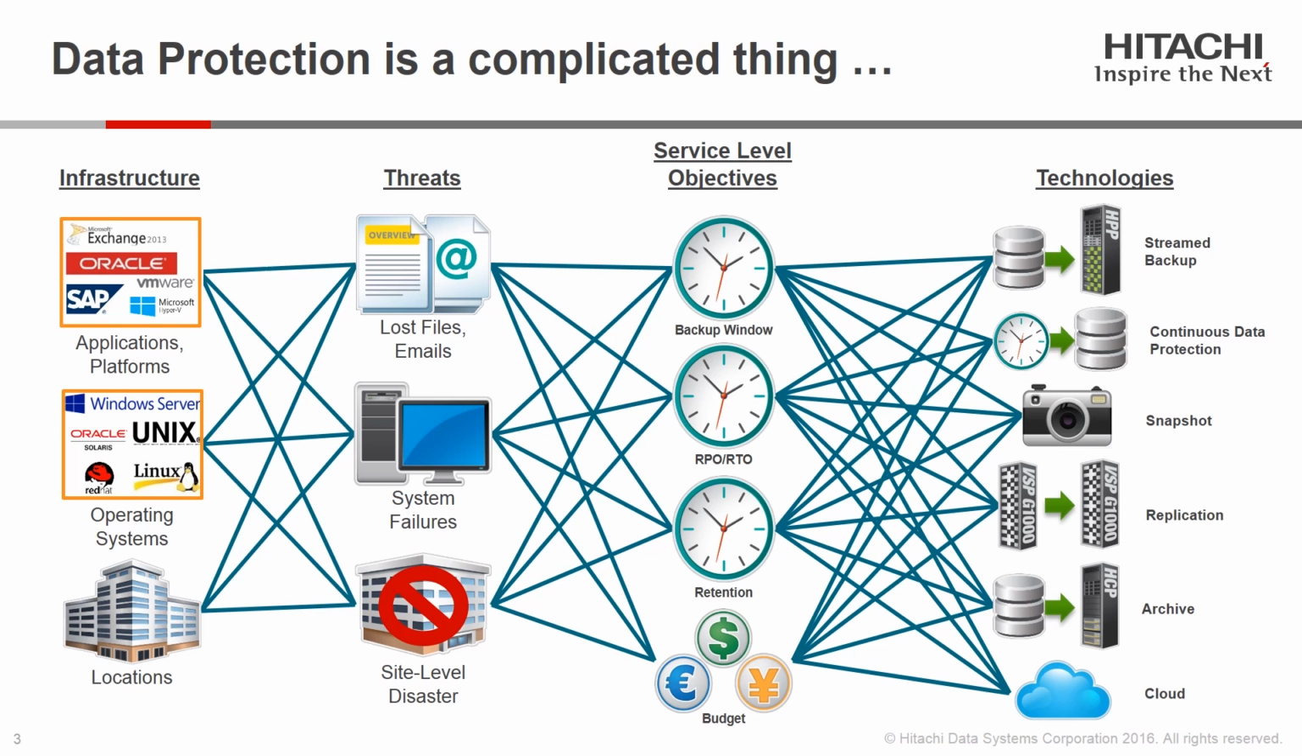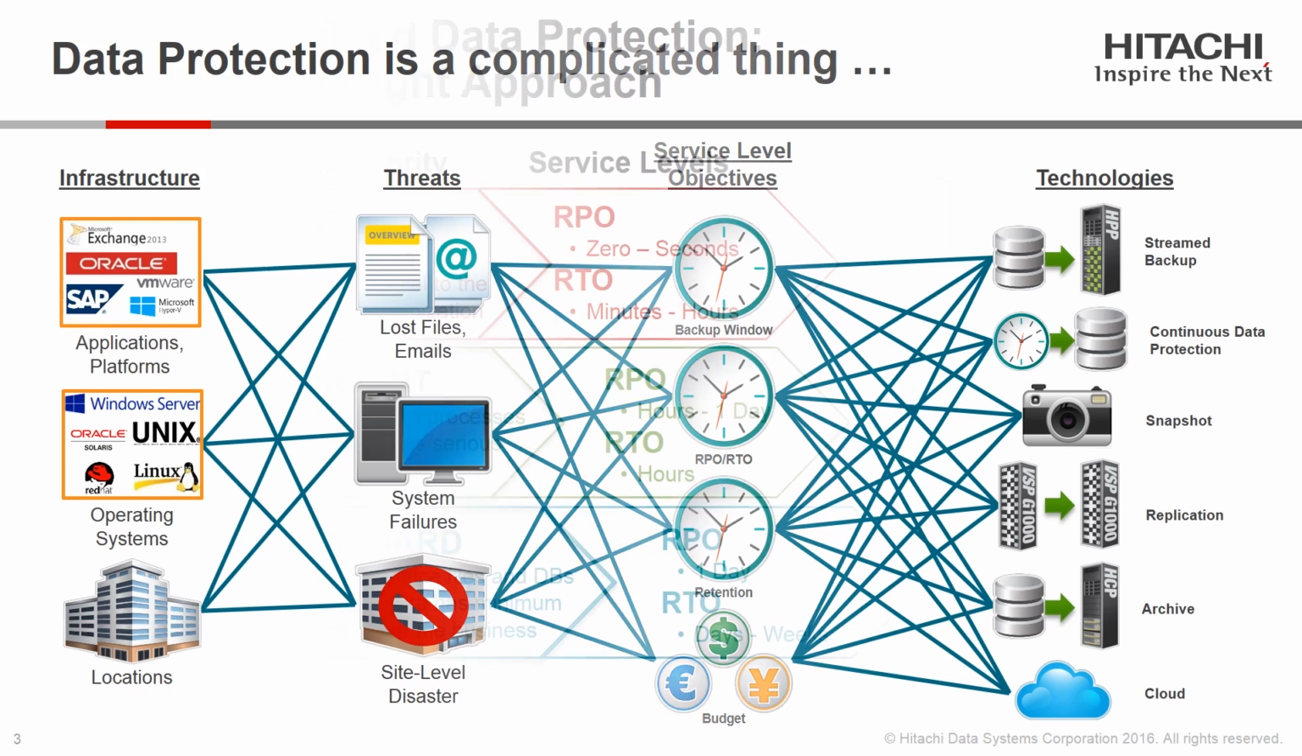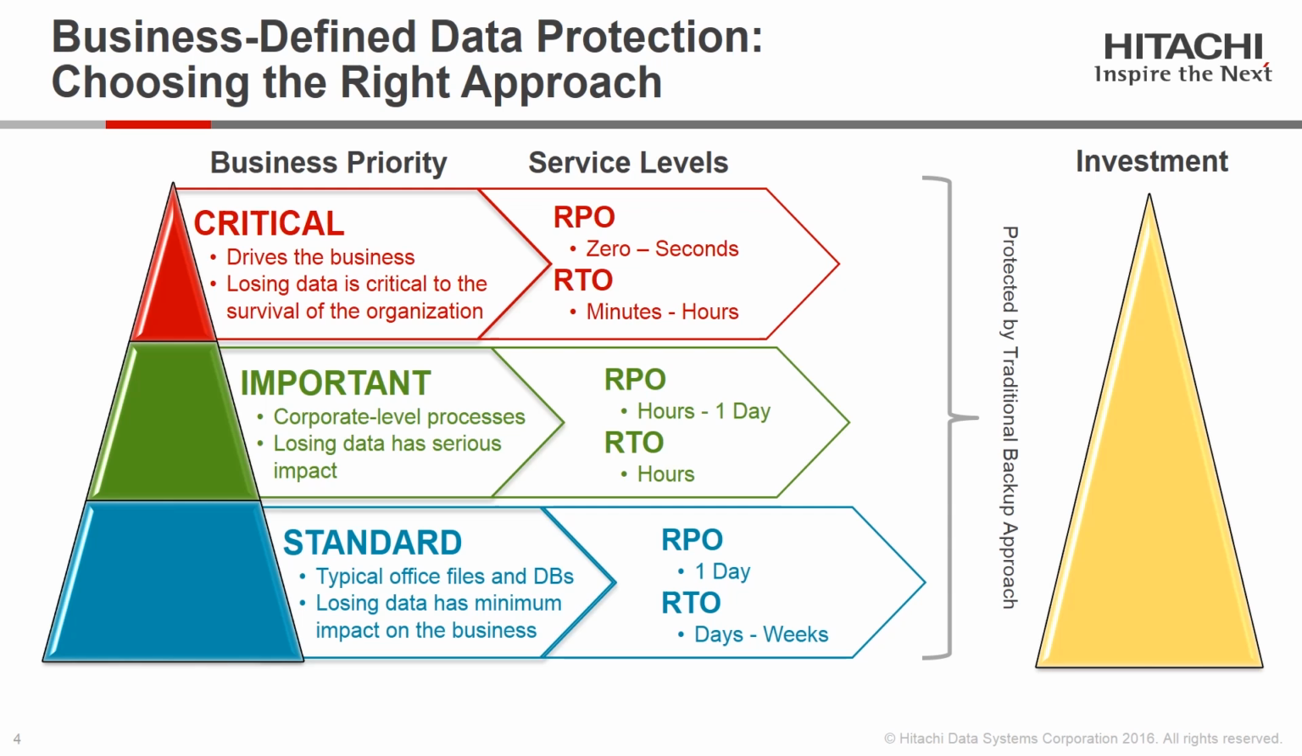Overall, you can see that a fairly typical environment can require hundreds or even thousands of policies that drive a number of protection, retention, and recovery tools. One way to simplify this discussion is to break the data into three classes of importance, such as critical, important, and standard data.